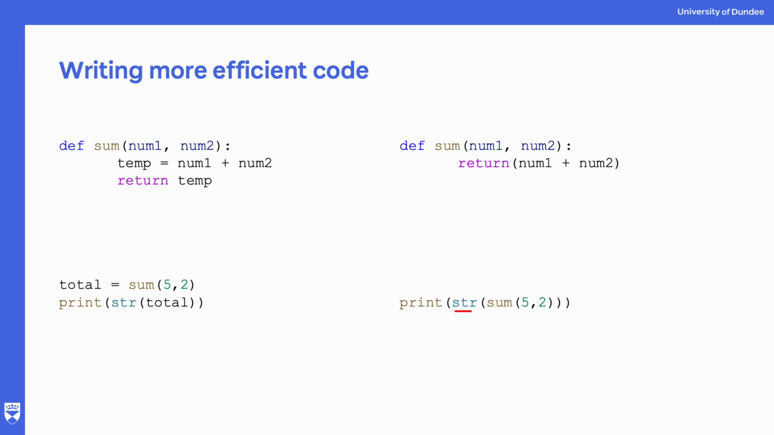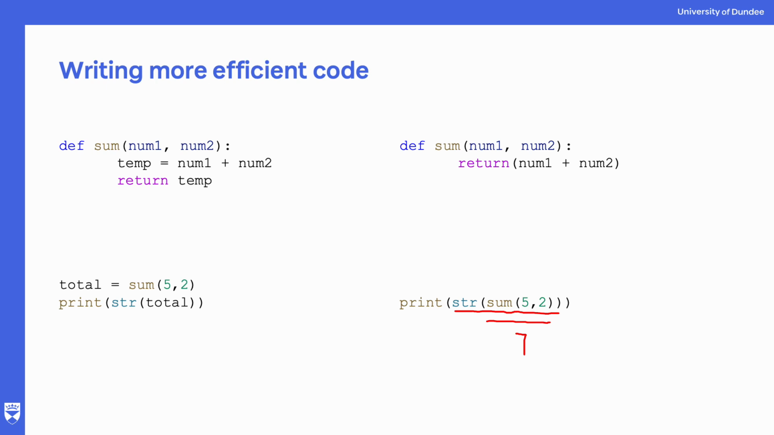Now when I'm returning it here, I'm printing out whatever is inside these 2 brackets. And then within that, I'm going to make a string out of whatever is inside that set of brackets, which is going to be 7. So I'm going to have the same outcome as I did previously. I've just used fewer lines to write it.